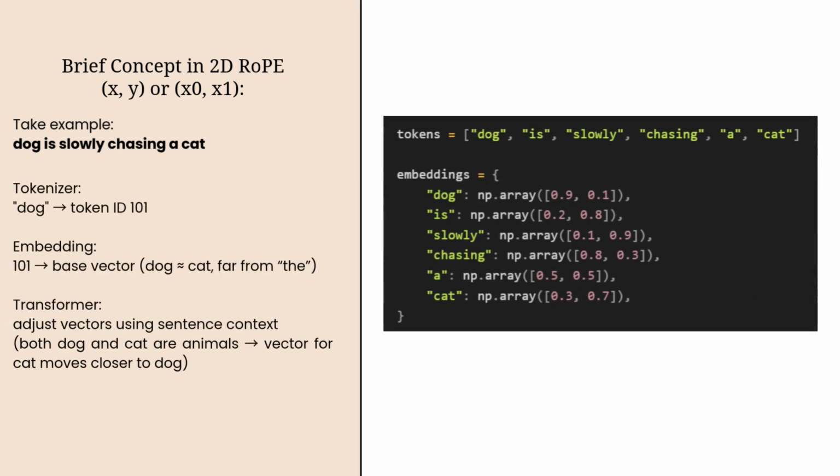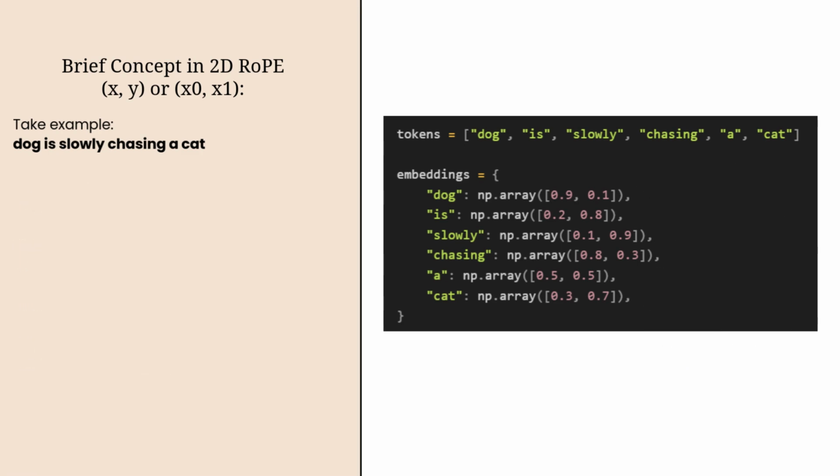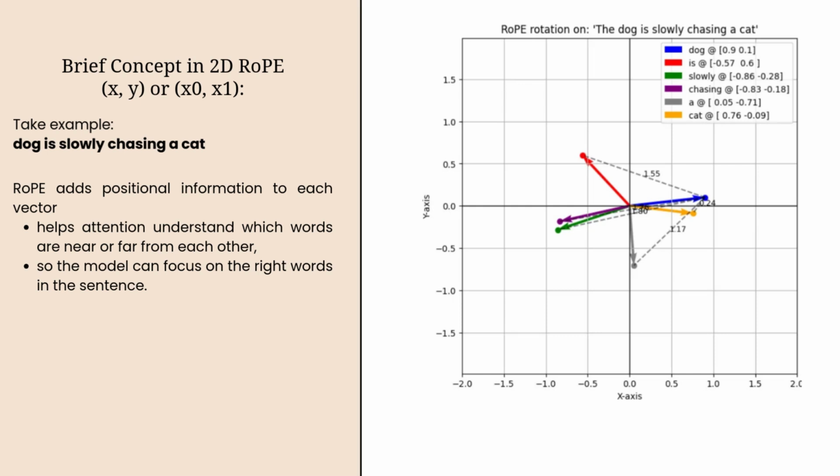Then, the transformer adjusts these vectors using the sentence context. For example, in "dog is slowly chasing a cat," the model understands that both dog and cat are animals involved in the same action. As a result, the vector for cat moves closer to dog because the context highlights their relationship. Finally, RoPE adds positional information to each vector. This helps the attention mechanism understand which words are near or far from each other, so the model can focus on the right words in the sentence.